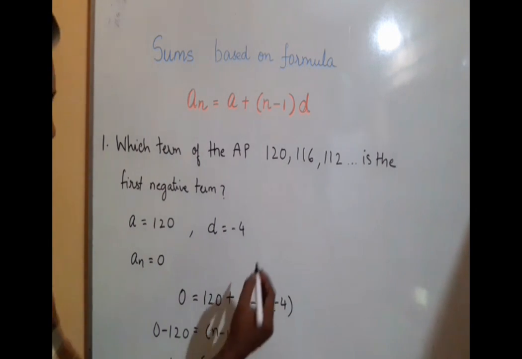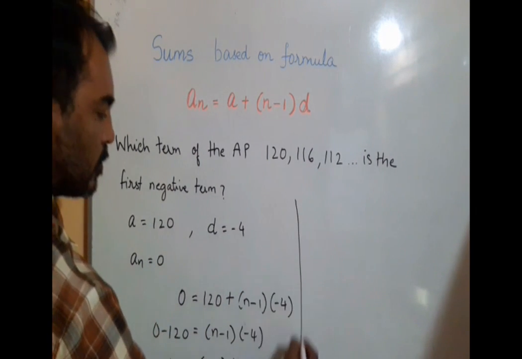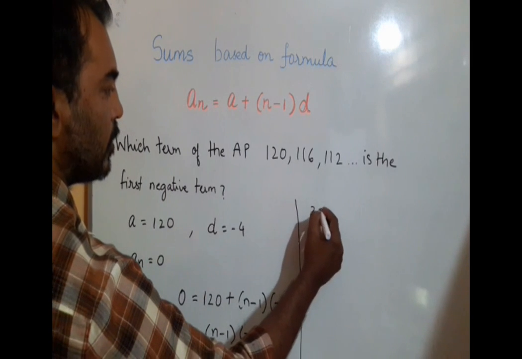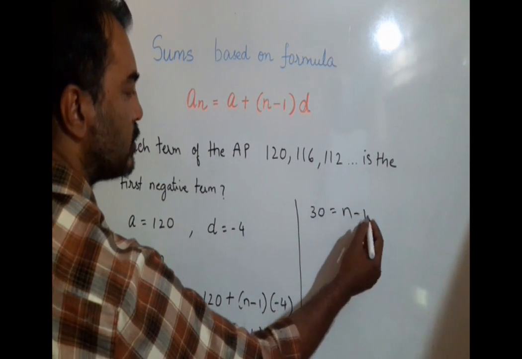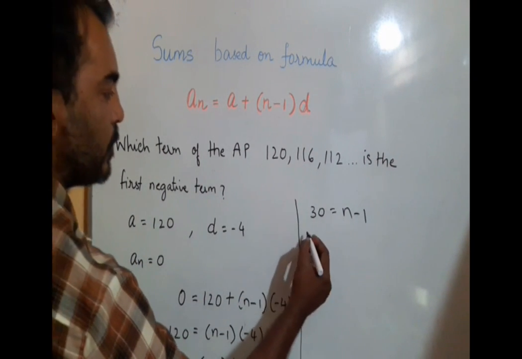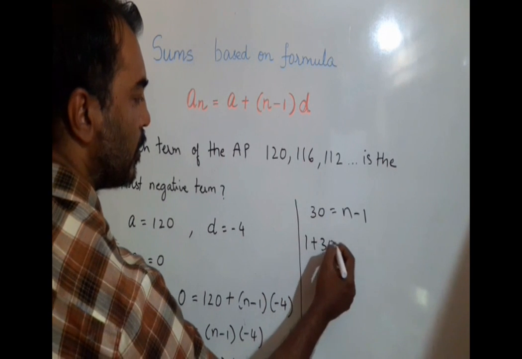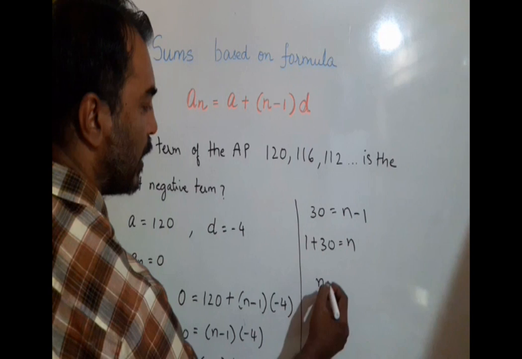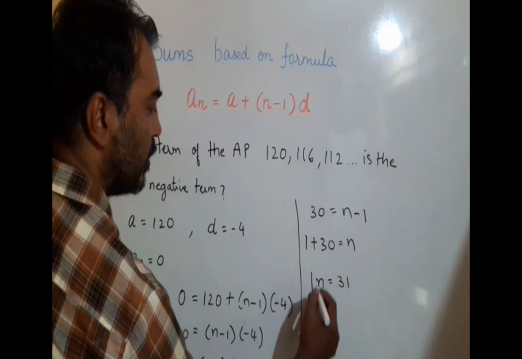So we get 30 equals n minus 1. Moving minus 1 to the right side, 1 plus 30 equals n. So n is equal to 31.